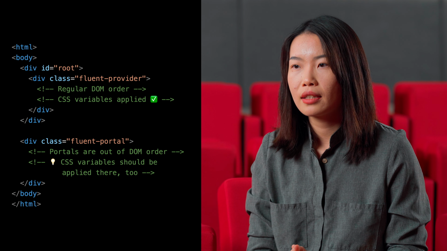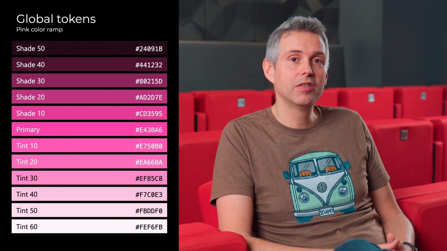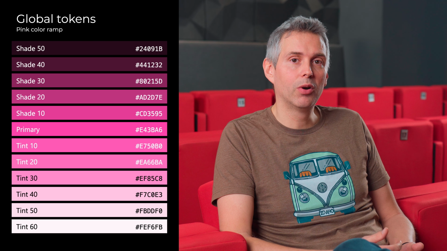We need to guarantee that whenever a portal is rendered, the appropriate set of CSS variables is applied to its DOM. There are two types of tokens in the Fluent theme: global and alias tokens. Global tokens represent a dictionary of available or valid values. For example, a pink color ramp consists of 12 slots which map to hex color values. These are the only 12 shades of pink available in the theme.